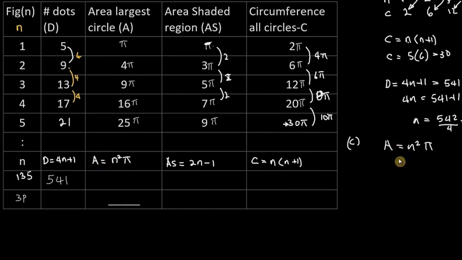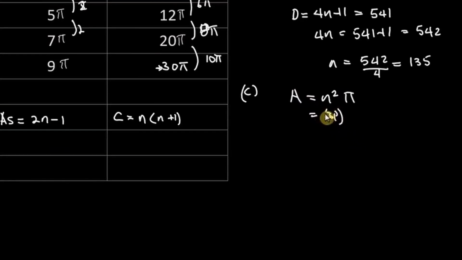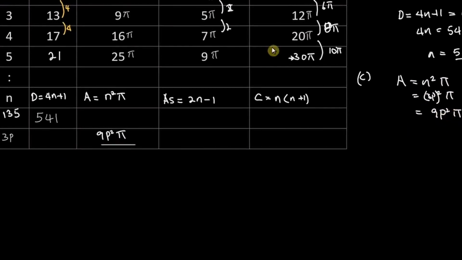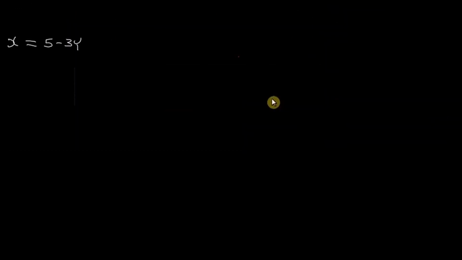So if n is equal to 3p, then that's 3p all squared times pi, which is equal to 9p squared pi. So we could write that in here. So that takes us to the end of question number 7. Let's move on to question number 8.